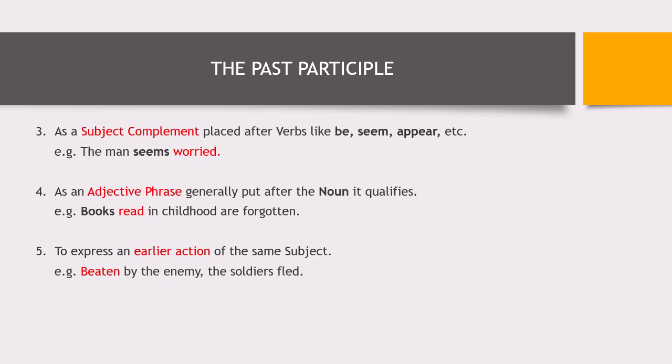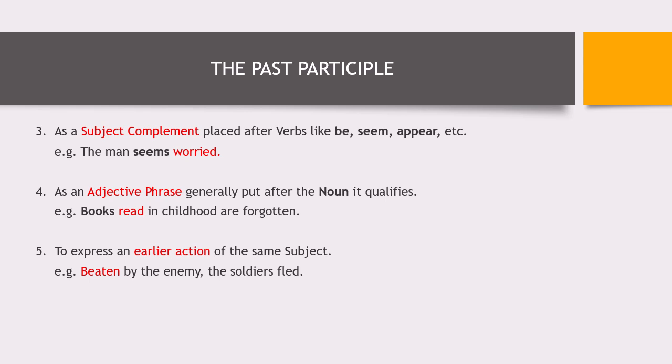3. As a subject complement, placed after verbs like be, seem, appear, etc. For example, the man seems worried. The past participle, worried, is the complement of the subject, man. 4. As an adjective phrase, generally put after the noun it qualifies. For example, books read in childhood are forgotten. The adjective phrase, read in childhood, qualifies the noun, books.